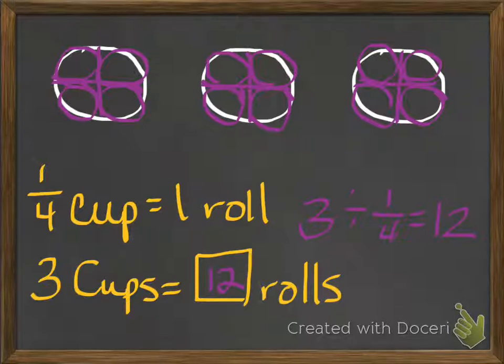Looks kind of strange, doesn't it? 3 divided by 1/4 equals 12. It's because we've taken a whole, we've divided it into smaller parts, and what we're figuring out is how many small parts there are altogether. Well, there are 12 small parts altogether when we divide that 3 into 1/4.